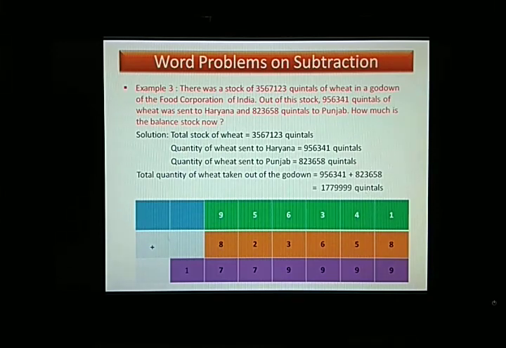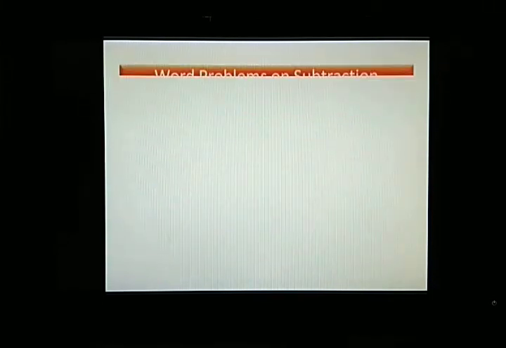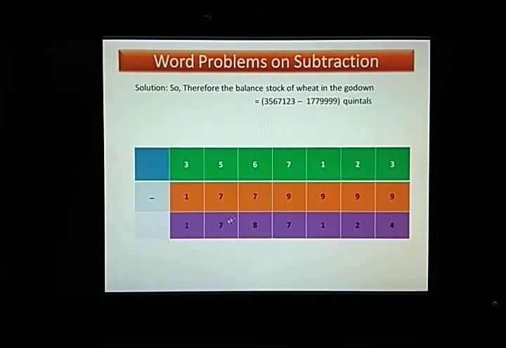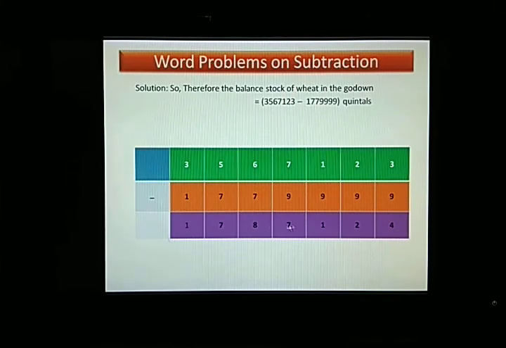Now we have to find out how much is left. Balance means how much is left. So therefore the balance stock in the godown will be this minus this. This was the total stock and this much was the stock that was given to Haryana and Punjab. So if we subtract it, we will get our answer. So similar method of subtraction. So this is the amount. This much quintal is still left in the godown. Clear?